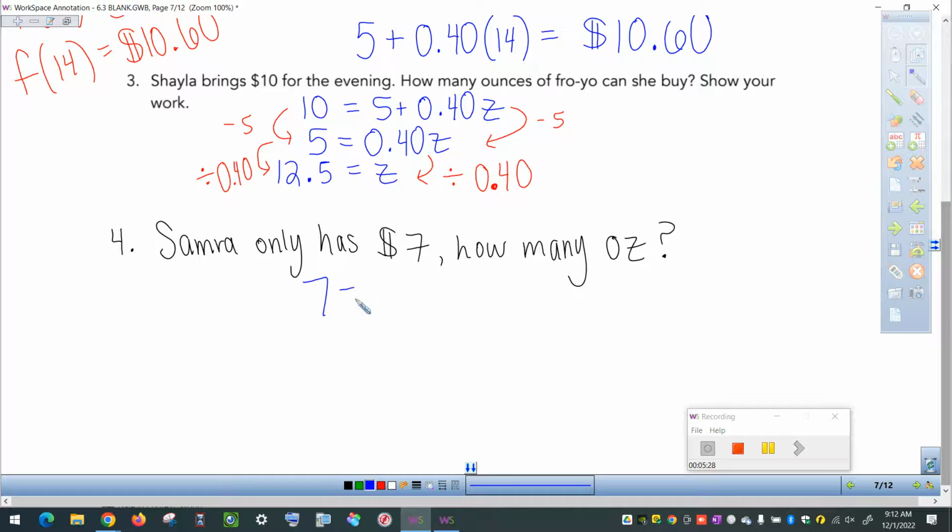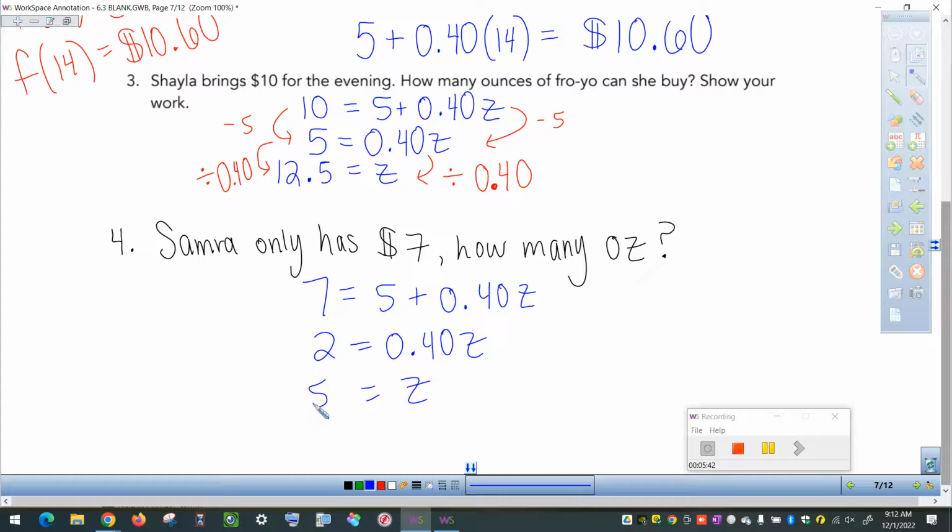But that's going to be the same idea here. So we're just going to plug in $7. On the left-hand side, we're still going to think about subtracting 5 from both sides. Then we'll divide both sides by 0.40. This one actually works out nicely to end up being 5 ounces. So similar process, slightly different answer because she had a different amount of money.